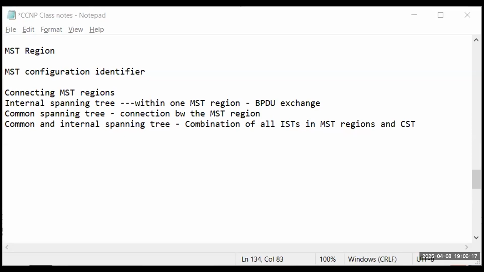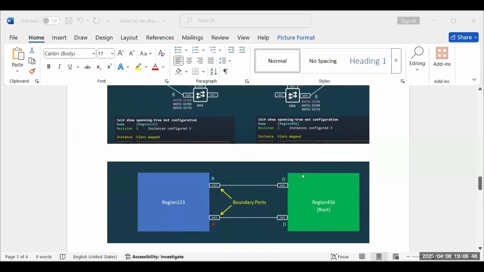When the MST regions are connected, each region appears to be one logical switch. So this is going to appear as one logical switch, and this is going to appear as one logical switch, but inside there can be multiple switches. In our scenario, we have 3 switches in each region. But as soon as we have configured the switches with different regions, from the outside world each region is going to appear as one logical switch. That's how MST works.